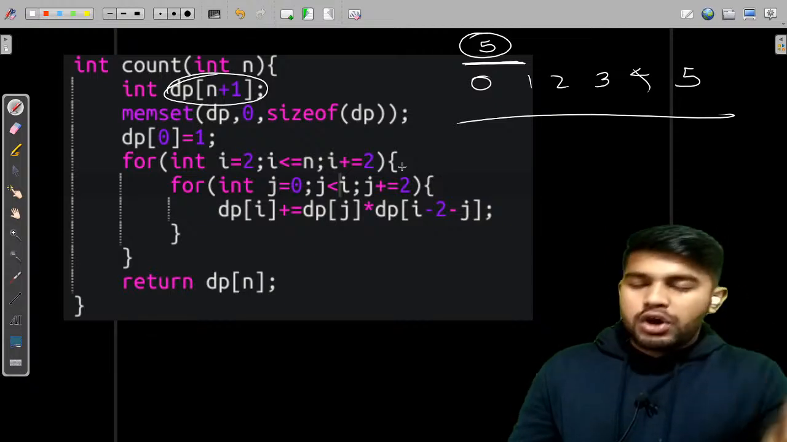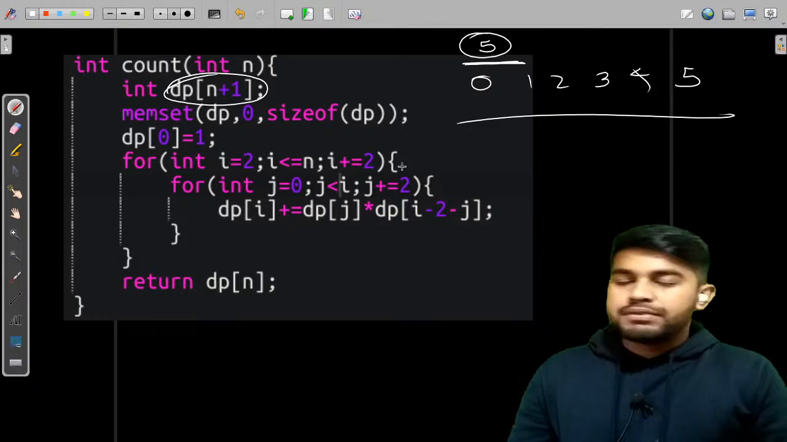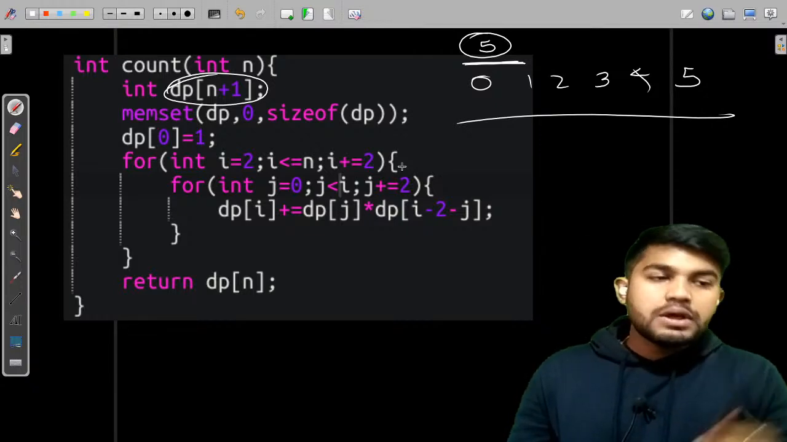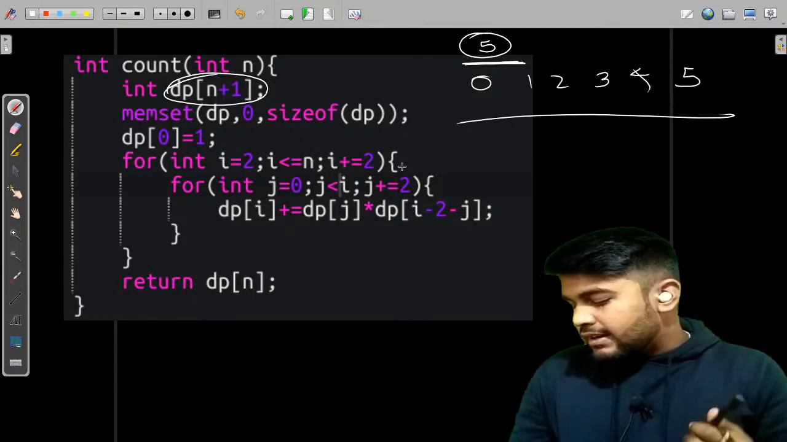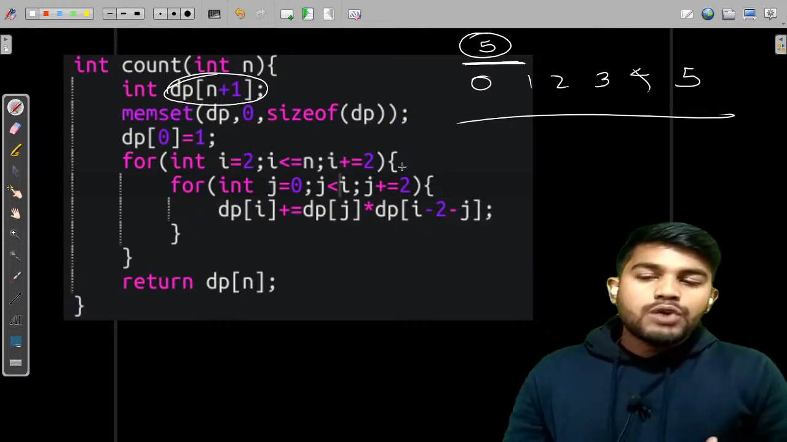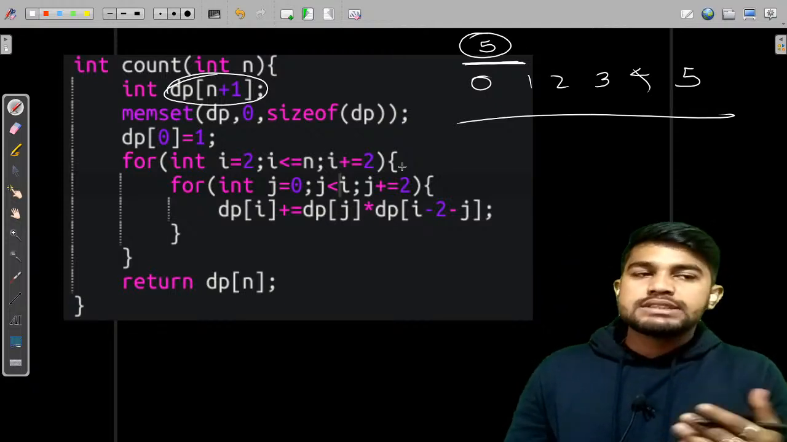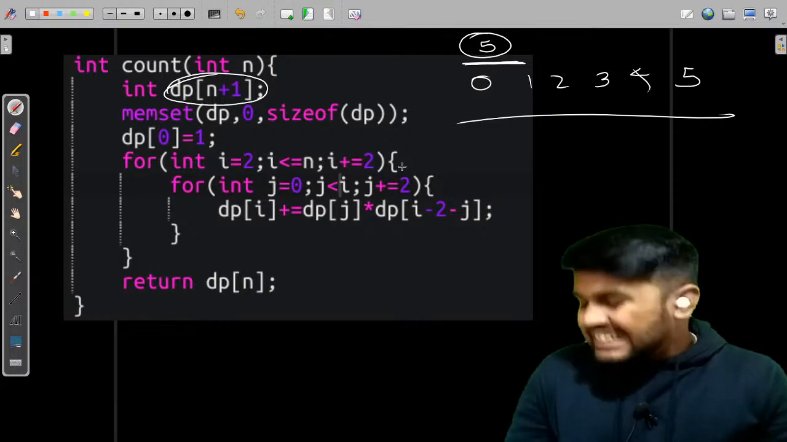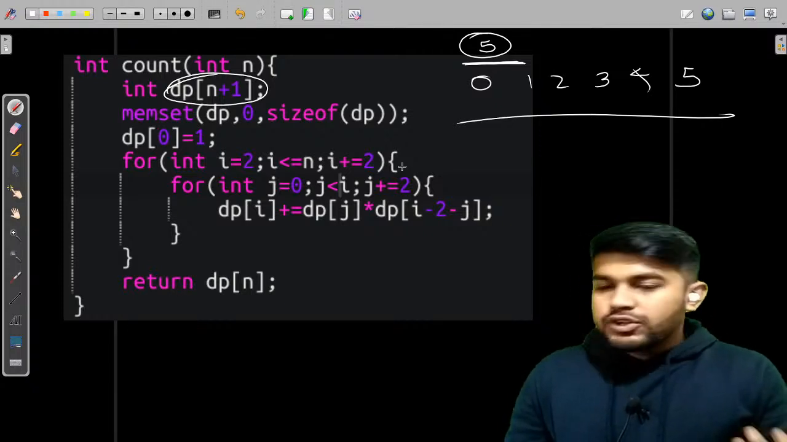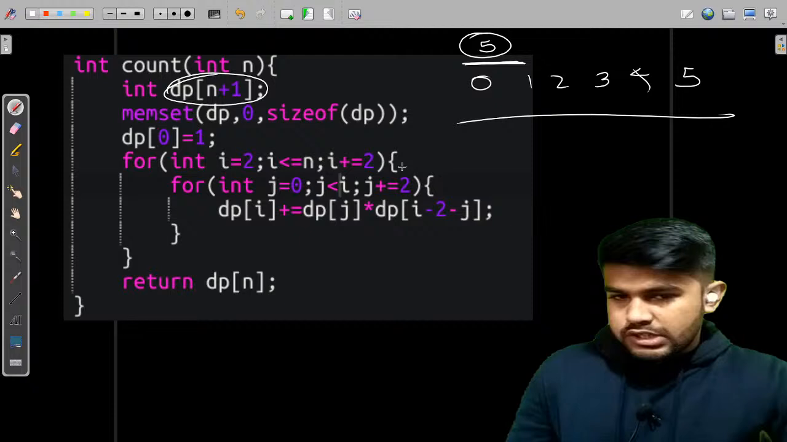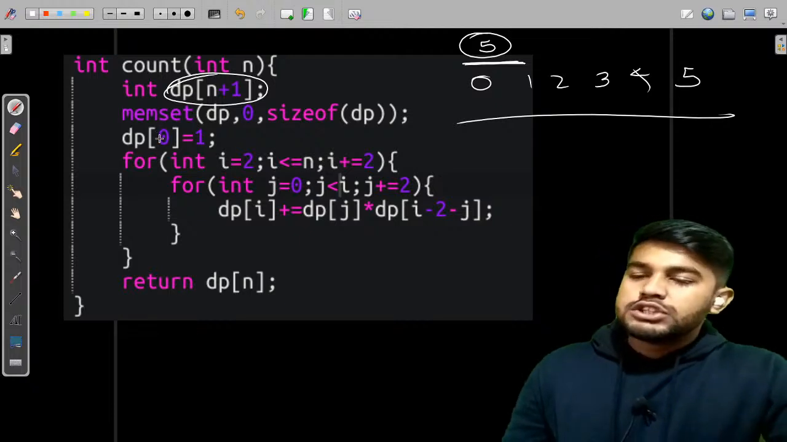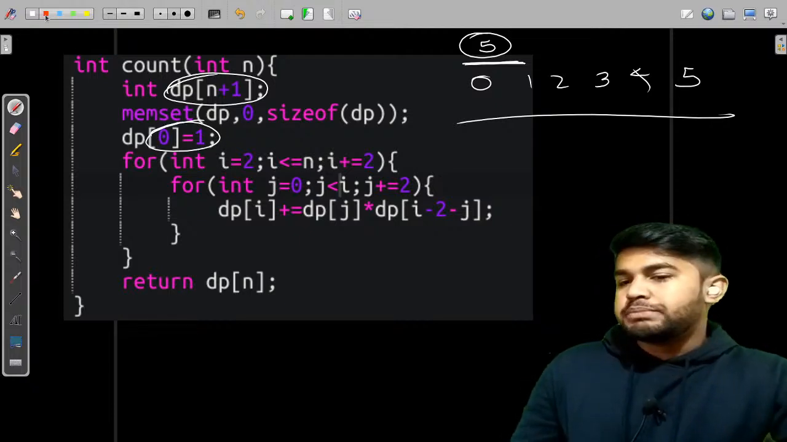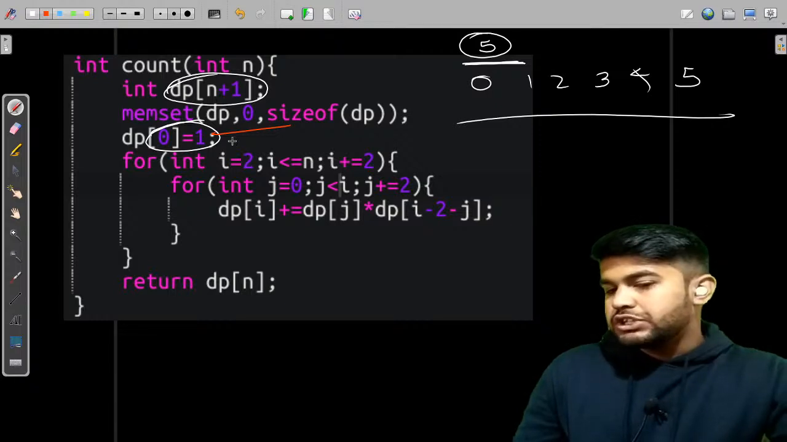To simplify your understanding, you can first implement the recursive solution. Yesterday I gave a little bit intuitive solution which was easy to understand, but people started asking me that this is not the intended solution. That is why today I am giving the most optimized solution. So dp of 0 should be 1. This is what you need to do.